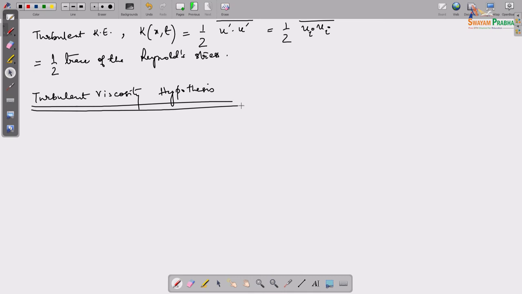So what is this? This was introduced by Boussinesq in the late 19th century. It's mathematically analogous to the fact that stress is proportional to strain. In a Newtonian fluid, it's linear. It's linearly related, stress and strain.